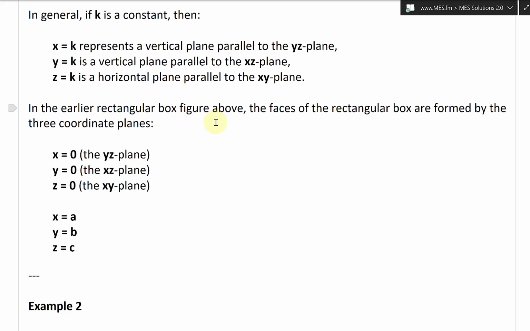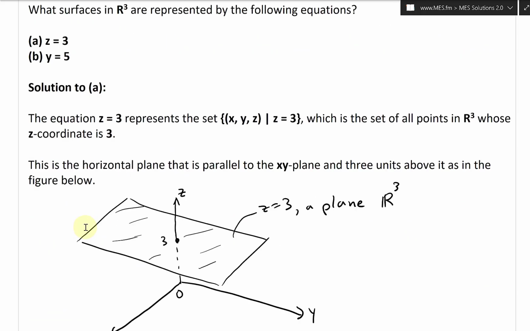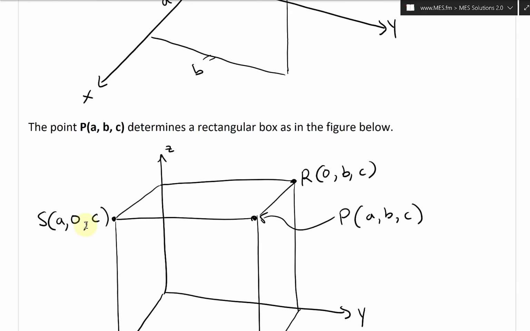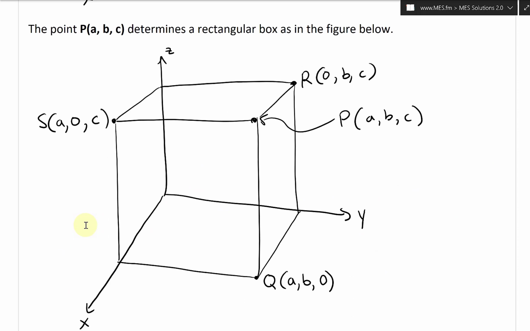So in the earlier rectangular box figure, the faces of the rectangular box are formed by the 3 coordinate planes. X equals 0, this is the YZ plane. Y equals 0, this is the XZ plane. And Z equals 0 is the XY plane. And also these right here, X equals A, Y equals B, and Z equals C. We can see this if we scroll up to that earlier rectangular box we had. So that's this part right here.